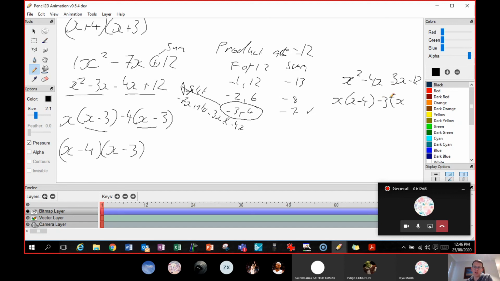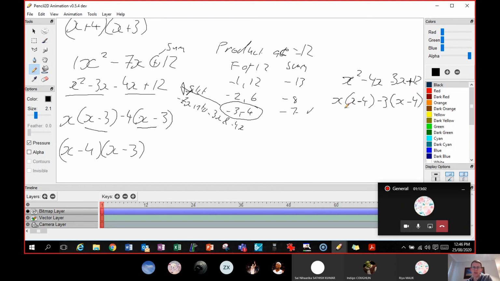Negative 3 times, sorry, it'd have to be, it's plus 12. Right, that's right, that's why it doesn't work. It's plus 12, my bad. That makes more sense. So if I take out negative 3, that would then have to be a negative as well. That would be minus 4. Negative 3 times negative 4 gives me positive 12.